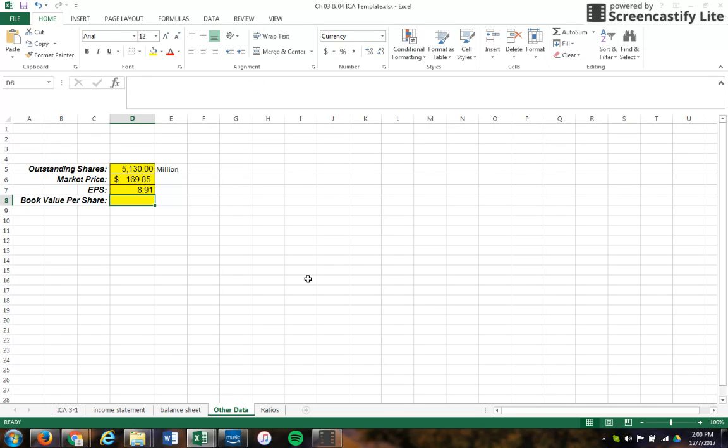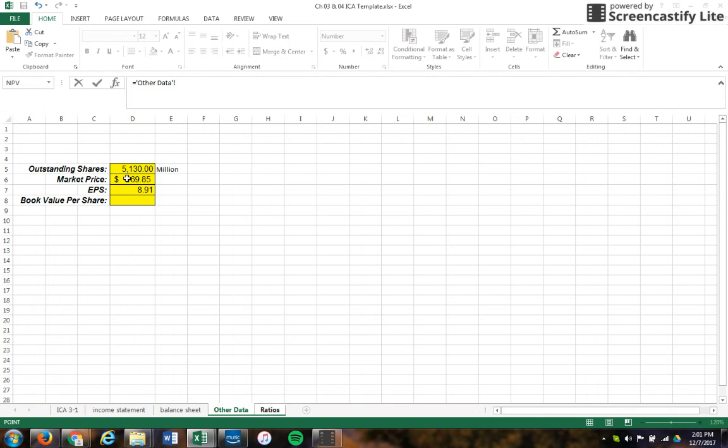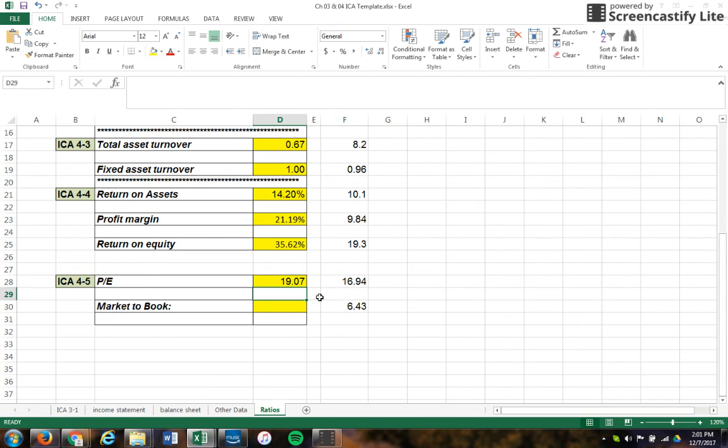Now that we have that, we can calculate our price earnings ratio. We take our price per share of $169.85 and divide it by our earnings per share. Currently the PE ratio that we calculate is about 19.07, which is pretty close, a little bit higher than the industry average, but not too bad. Okay, so that is the PE ratio.